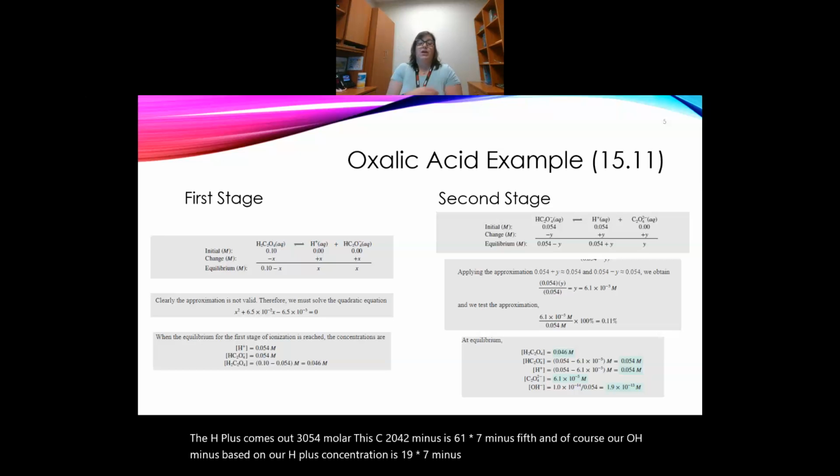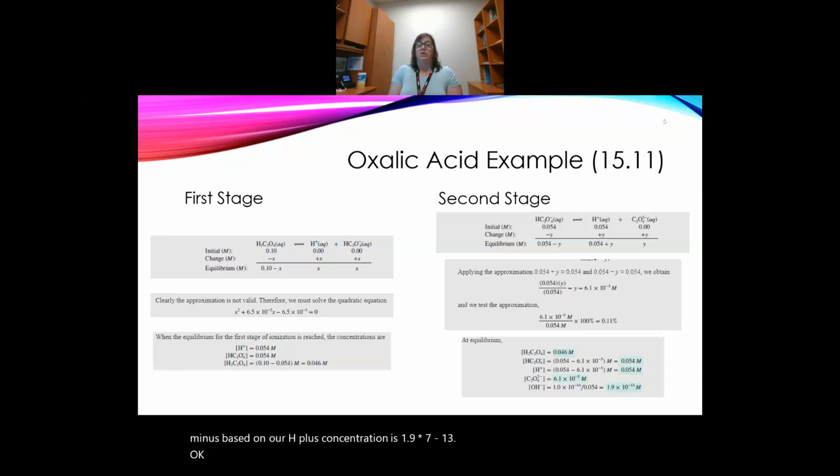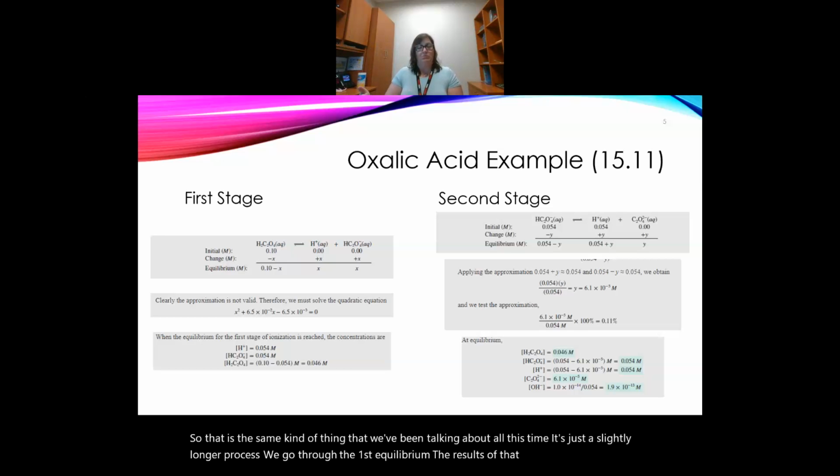Okay, so that is the same kind of thing that we've been talking about all of this time. It's just a slightly longer process. We go through the first equilibrium. The results of that first equilibrium then go into the second ICE table. And then that second ICE table is used to do the calculations from there. Like I said, your Ka values are either going to be given to you on a test or they're going to be in the reference materials that you have.